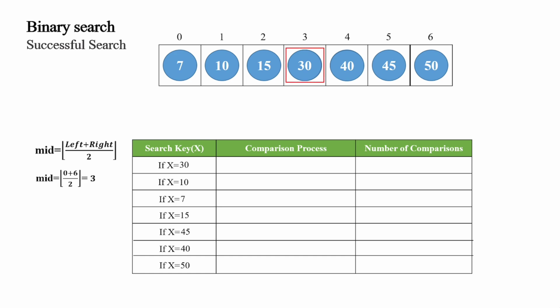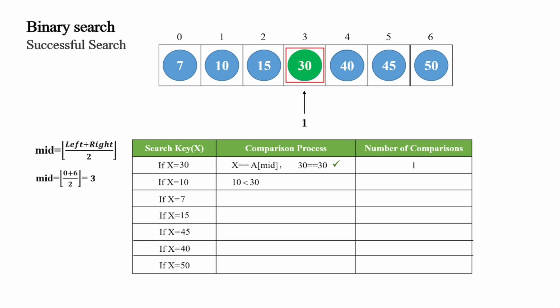Now we compare our target 30 with the middle element of the array, which is also 30. Are they equal? Yes. So we found x equals 30 with just one comparison. Easy. Now, let's try x equals 10. First, we compare it with the middle element of the full array, which is 30.